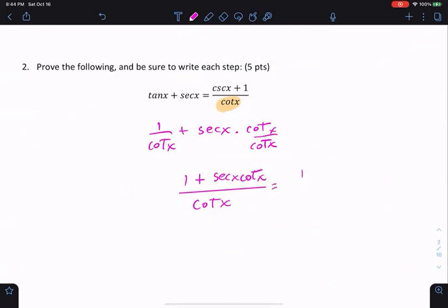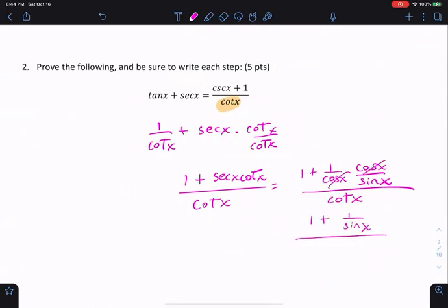So this is the same as 1 plus 1 over cosine x times cosine x over sine x, and then this is going to be cotangent x. So this cancels, and you get 1 plus 1 over sine x, over cotangent x. So this is going to be cosecant x for this part, right? That's cosecant, and then this is going to be plus 1 over cotangent x. Done, right? That's what they want. Next.